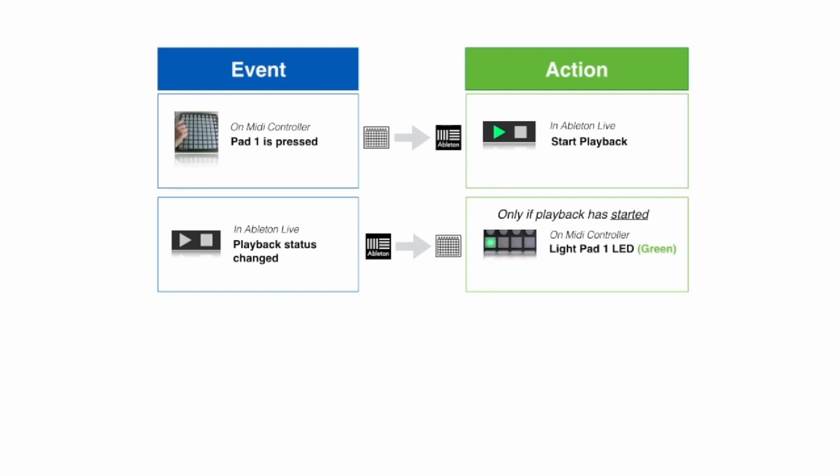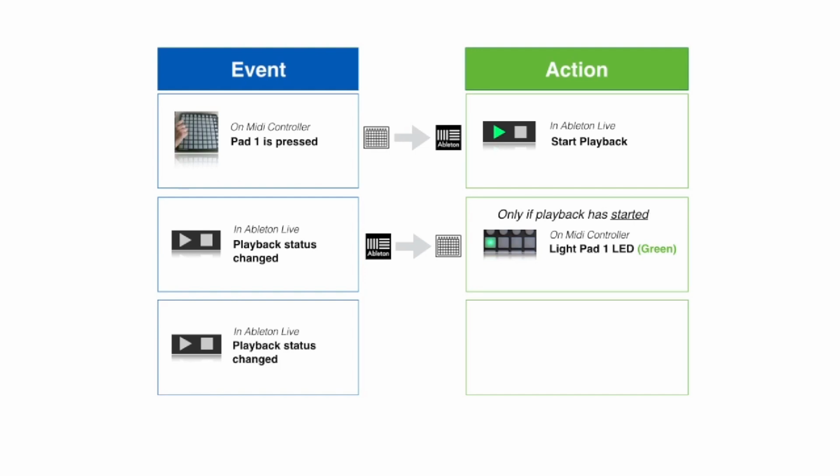To complement this, you could then add a third reaction which displays the LED red if playback stops in Ableton. To do this, you would again use the playback status changed as the Ableton event, and use the same action to light up the LED on pad 1. But this time you would set the LED colour to red. And for this action to run, playback must be stopped.